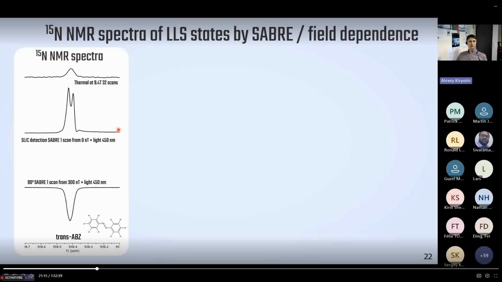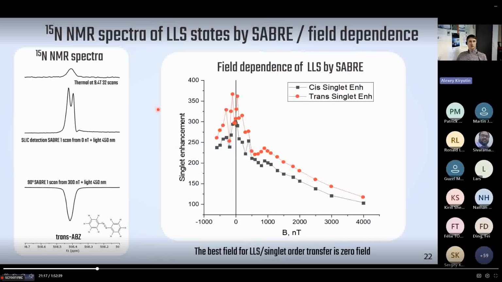It was interesting to investigate the magnetic field at which Photo-SABRE is most effective in populating long-lived states. It turned out that zero magnetic field is the most efficient. The small dip here in the center is an artifact of the experimental setup near zero field. A residual transverse field component of about 30 to 50 nanotesla remains, which can significantly affect measurement in this range.